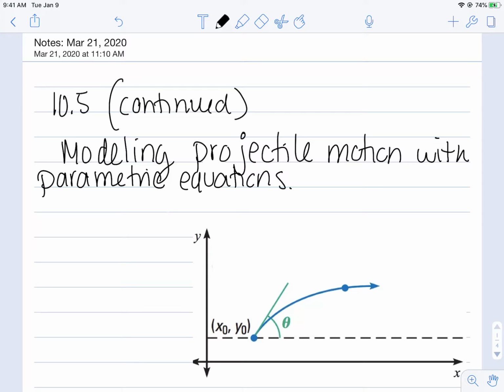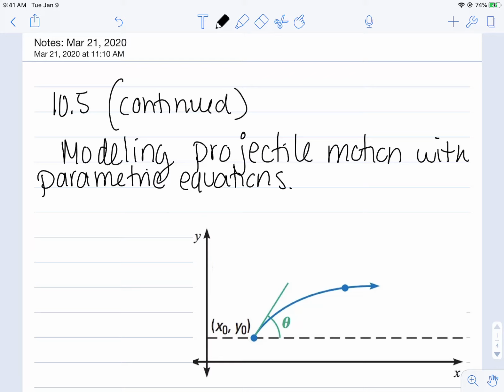Today we are going to go over section 10.5, modeling projectile motion with parametric equations. We're going to write parametric equations for objects that move parabolically, like an upside down parabola, and we call that projectile motion.